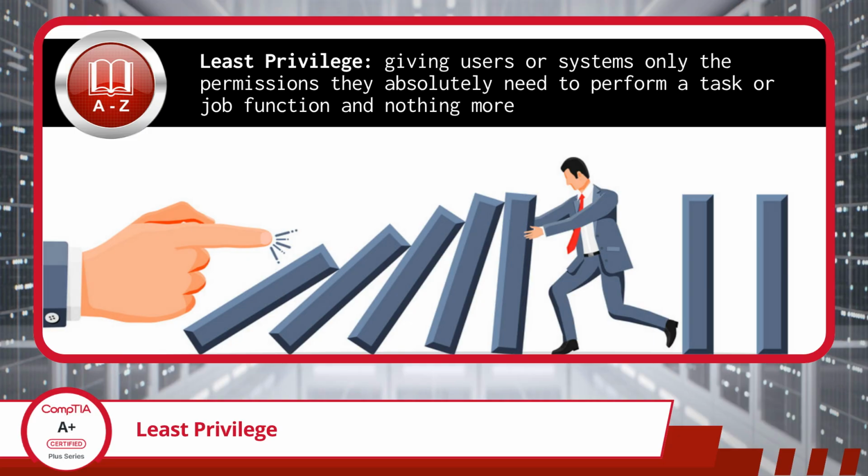If a user account is compromised, an attacker would only have access to the limited resources tied to that account, rather than unrestricted control of a system. It also helps prevent accidental mistakes, such as a user deleting files or changing settings they were never supposed to modify in the first place.